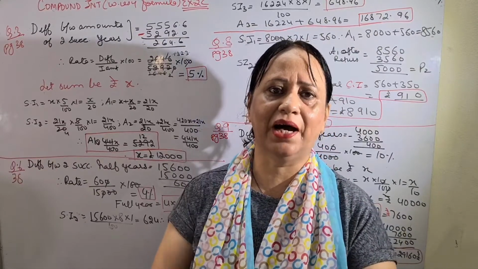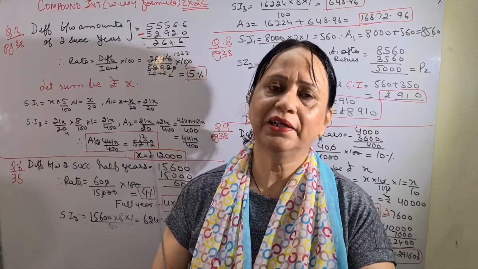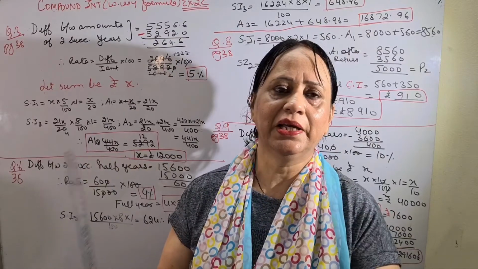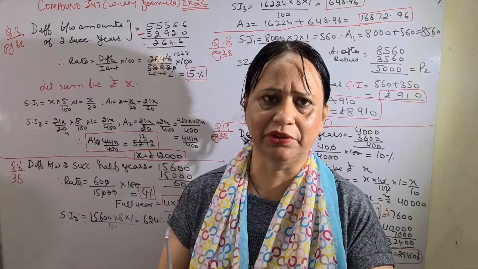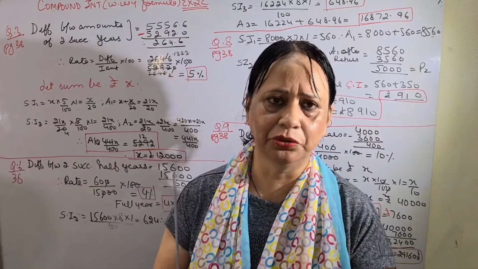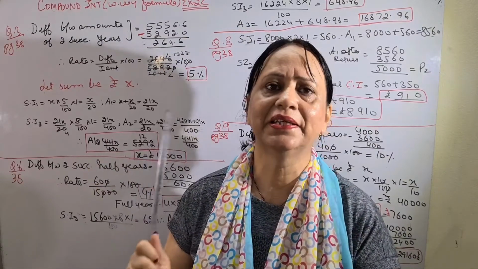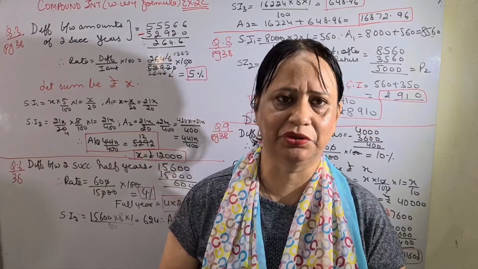Successive means one after the other. 1 year, 2 year, 3 year and so on. If it is 1 and 3 year, that is not successive, but if it is 1 and then 2, or 2 and then 3 year, then it is successive. Okay, starting with the question.